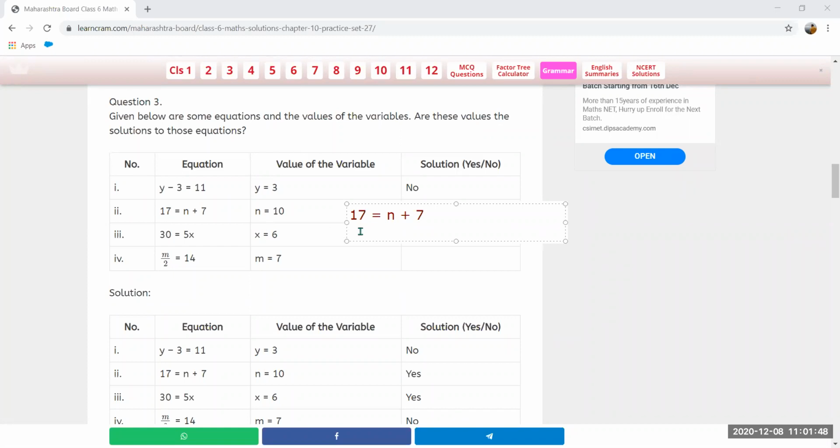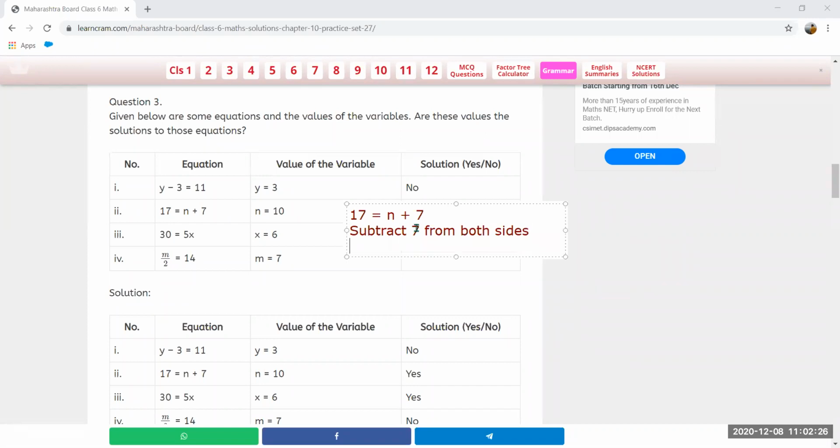Okay. So, we don't need the 7 with n. So, what we are going to do? We are going to subtract 7, because we don't need the 7 with n. Because we have to find the value of n. So we are going to subtract 7 from both sides. Right?